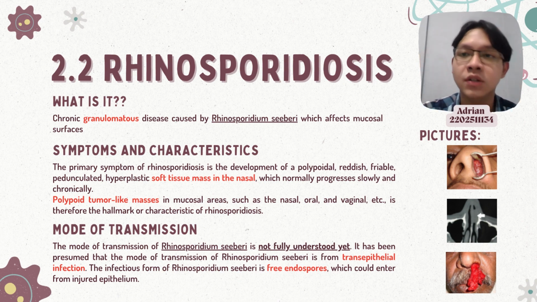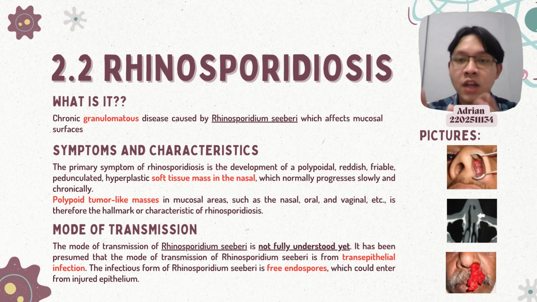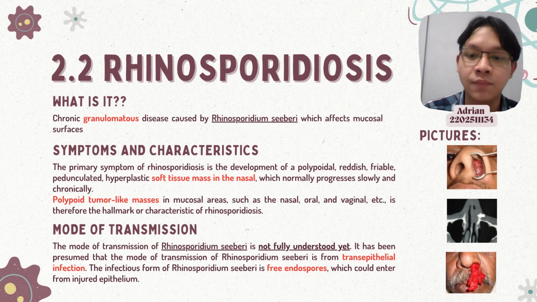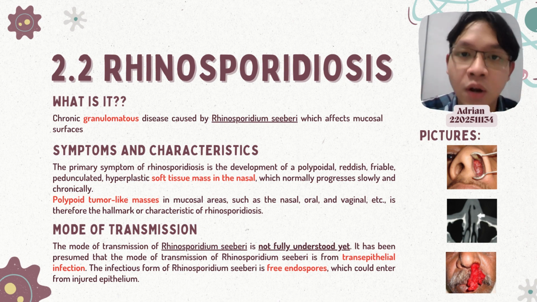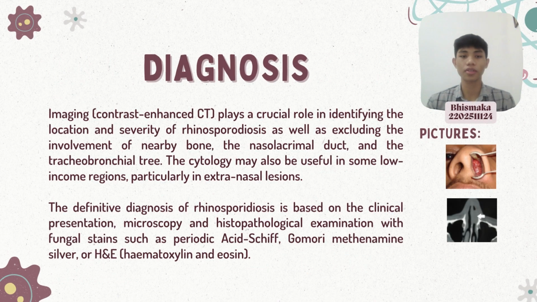The mode of transmission of Rhinosporidium seeberi is actually not fully understood yet, although it has been presumed to be transepithelial infection. The infectious form is actually the free endospores, which could enter our body from injured epithelium. And now we will discuss the diagnosis of rhinosporidiosis. Imaging contrast intensity plays a crucial role in identifying the location and severity of rhinosporidiosis, as well as excluding the involvement of the nearby bone, the nasolacrimal duct, and the tracheobronchial tree.